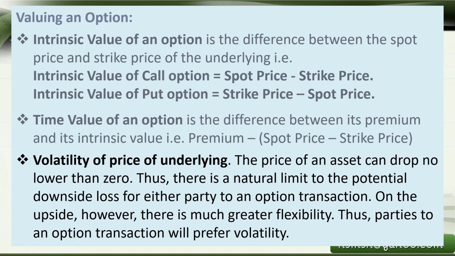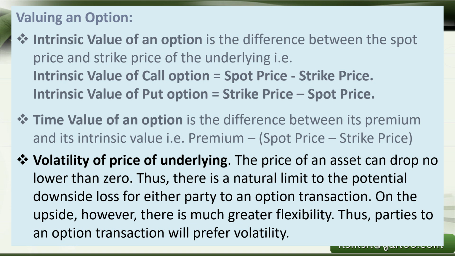So the time value of an option is the difference between its premium and its intrinsic value. That is, whatever premium you are paying, minus the intrinsic value, which is the spot price minus the strike price. That gives you the time value of an option.